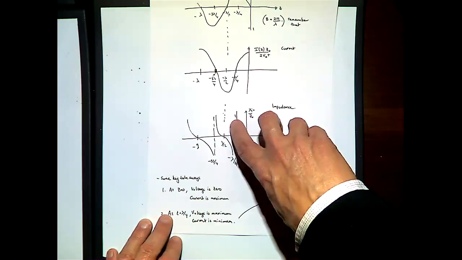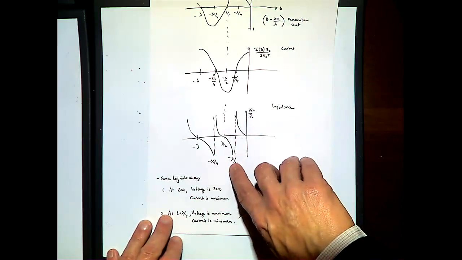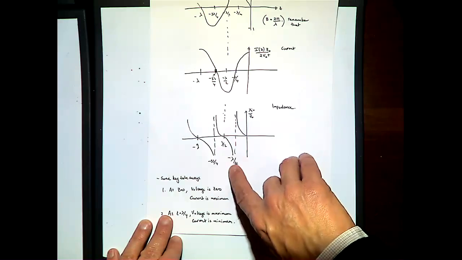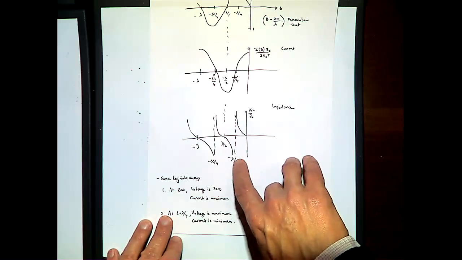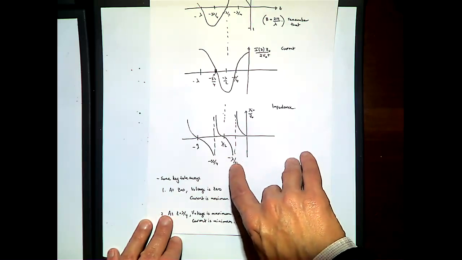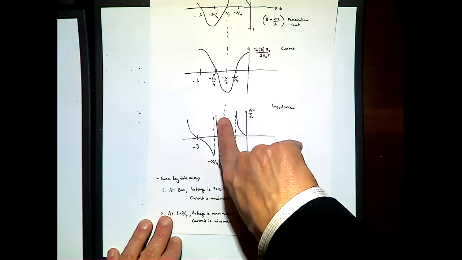Once you cross the quarter of a wavelength, you get a phase change, and essentially the impedance looks like minus infinity, and it begins increasing from minus infinity to 0 back to positive infinity.